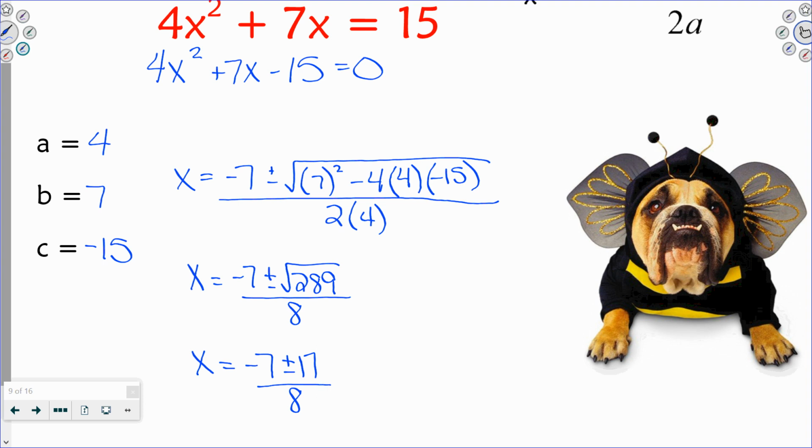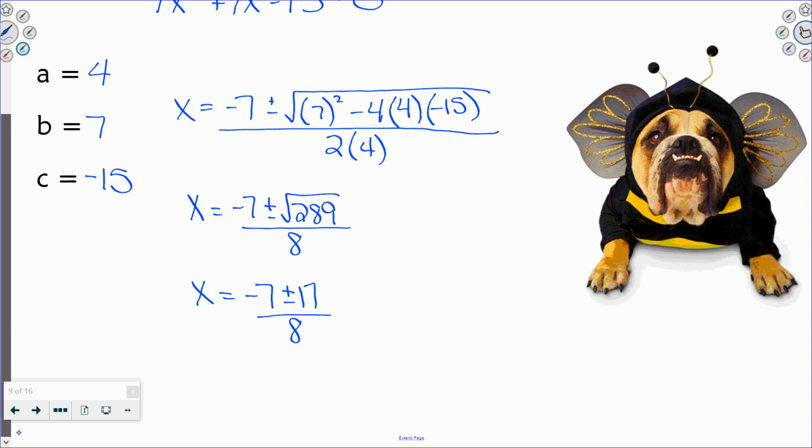Those are like terms. You see there's no i, there's no radical. Guys, if there's no i, no radical, just like with the other method, we have to keep going. So here we go. We kind of just do one at a time here. What is negative 7 plus 17? That is 10 over 8, which would simplify to 5/4.